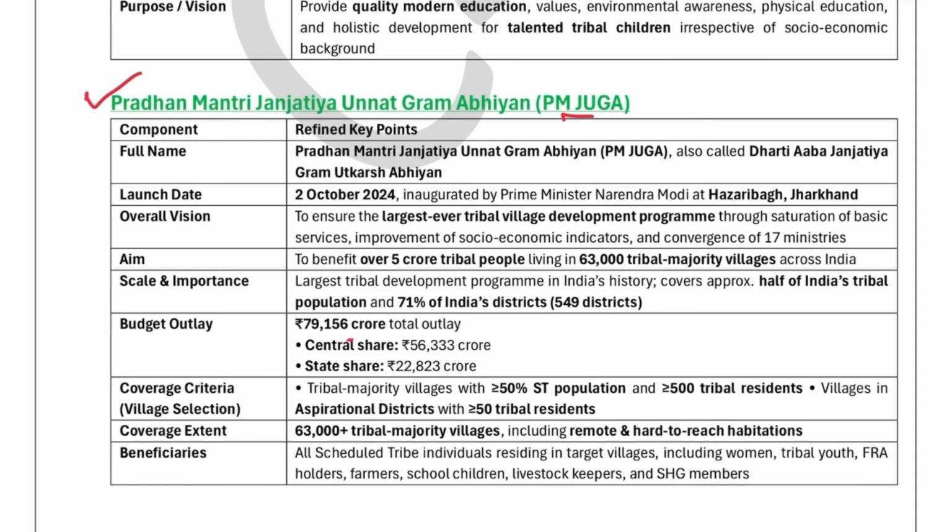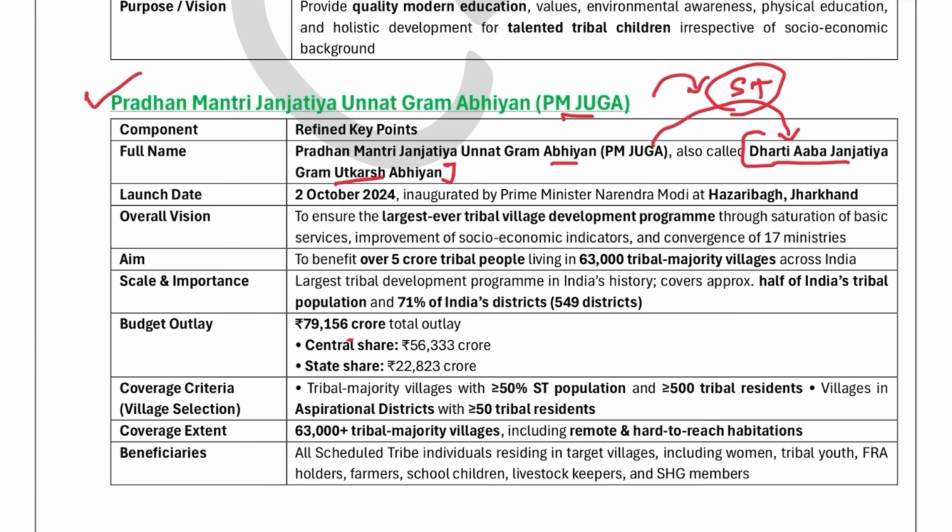So let's discuss the next scheme, Pradhan Mantri Janjatiya Unnat Gram Abhiyan. This was launched last year as Pradhan Mantri Janjatiya Unnat Gram Abhiyan, but in October last year it was renamed Dharti Aba Janjatiya Gram Utkarsh Abhiyan. So now its name is this. It is, of course, for ST people. Whatever schemes are present, we want to increase the reach of those schemes to these ST people.